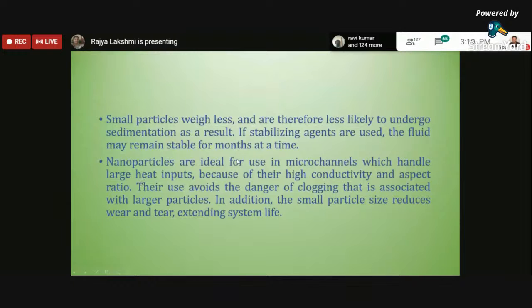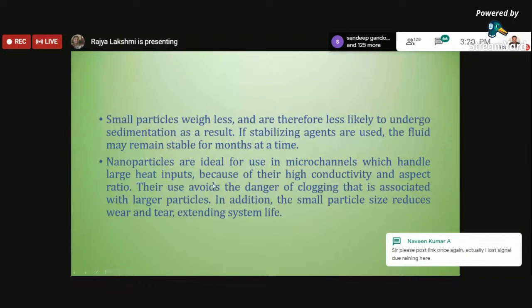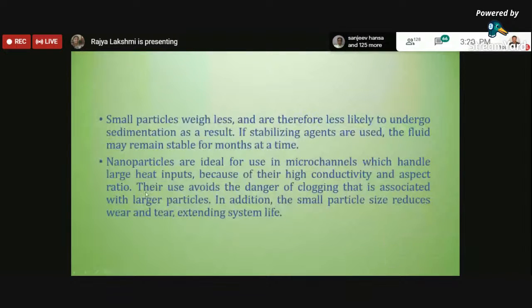These nanoparticles are ideal for use in microchannels, which handle large heat inputs, because of their high conductivity and aspect ratio. So their use avoids the danger of clogging that is associated with large particles. If the particle size is large, especially in microchannels, there will be clogging, which may cause problems. Because of these nanoparticles, this clogging can be avoided. In addition, small particle size reduces wear and tear, which extends the life of the products.